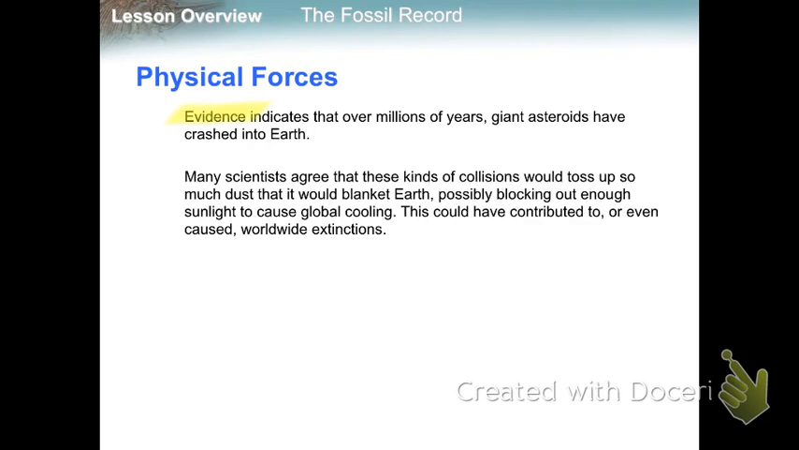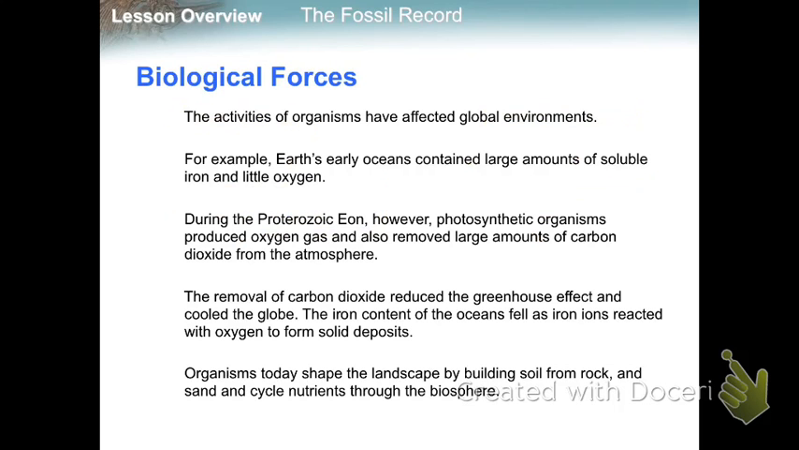There's evidence that suggests that giant asteroids have crashed into Earth over time. Scientists think that these kinds of collisions would toss up so much dust it would blanket Earth, would block out the sun, cause global cooling, also would block out the sun for photosynthesis for plants, and that could have contributed to worldwide extinctions that we call mass extinctions.